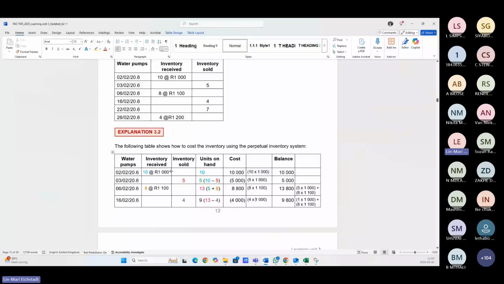So then our balance would be how much inventory do we have left? We had 10,000. We sold 5 units at 1,000 Rand each. And so our balance that is left in the inventory account is 5,000. So we had 10,000 minus the 5,000, giving us a balance of 5,000. Then we had more purchases, but this time it wasn't purchased at 1,000. There were 8 water pumps purchased, 8 units purchased for 1,100 Rand.